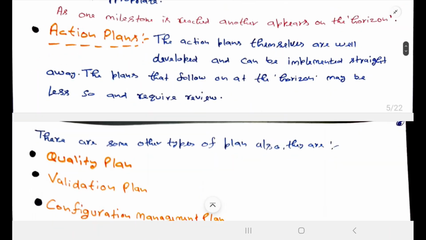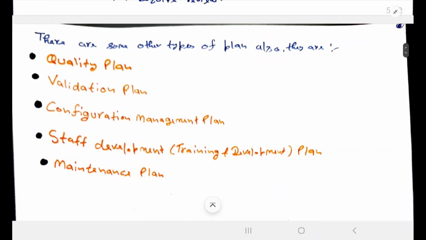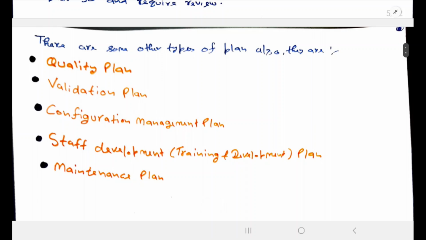Here we have some other types of plans also. These are the quality plan, which we will prepare to maintain the quality in the project; the validation plan for validation; the configuration management plan; staff development, which is basically related to the training and development plan; and the maintenance plan. For the maintenance plan, after delivery of the final product, you will plan for the maintenance.